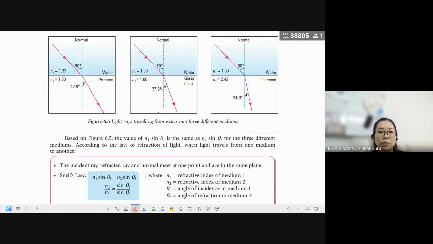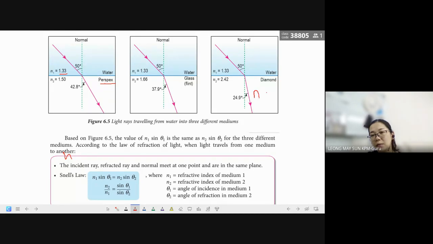Okay, seldom. All right, so light ray traveling from water into three different mediums. Here you can see water is traveling at 1.33 towards perspex 1.5, which is from water to glass prism. You can see the angle changes, a slight change only, because the difference between the refractive indices is quite small. From water to flint glass, it gets closer towards the normal line. And when it's from water to diamond, the refracted angle gets even smaller.